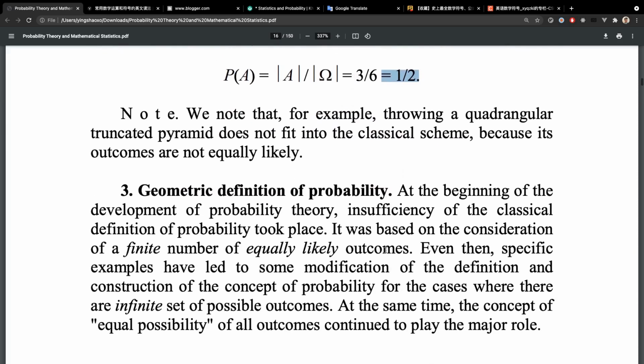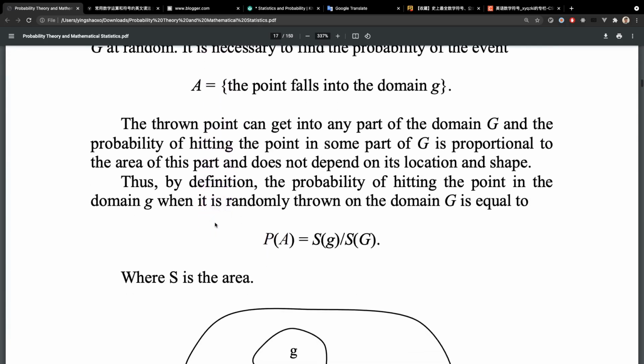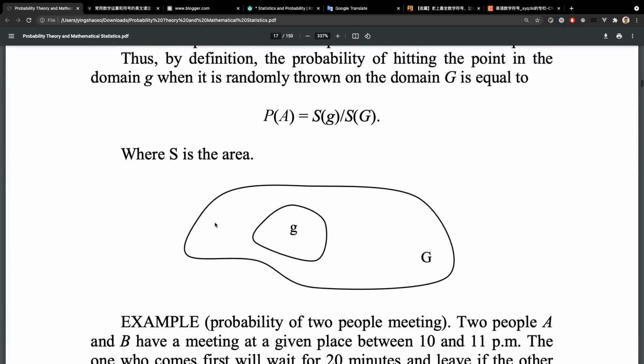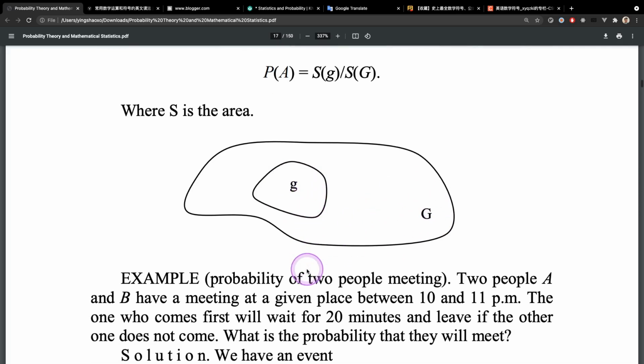It's equal to the number of points of event A divided by the number of points of all events. This may not be intuitive for you to understand, but we also have a geometric definition of probabilities. For this one, it would be much easier to understand. For example, what's the probability of a point being located in the area g, lowercase g, within the capital G? Will that be just equal to the lowercase g's area divided by the capital G's area?